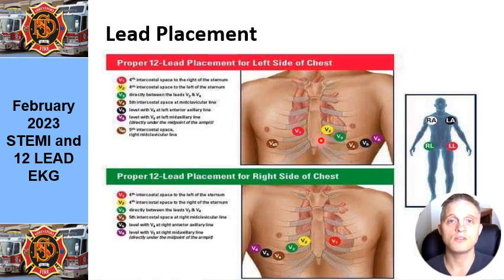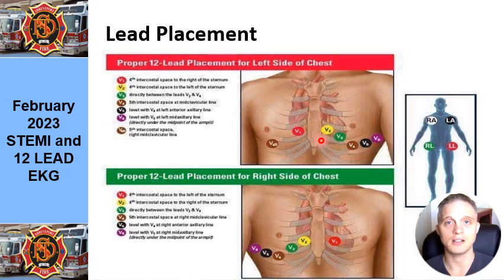A good 12 lead is very important, especially if it's going to determine if you're calling a STEMI or not. You should always check the lead placement whenever you get something, especially if the 12 lead looks off. The other side is the right-sided chest lead placement, and you can see here it's essentially the same format except it's on the other side. You would be doing these for concerns if you are having an inferior wall MI or even a posterior wall MI.